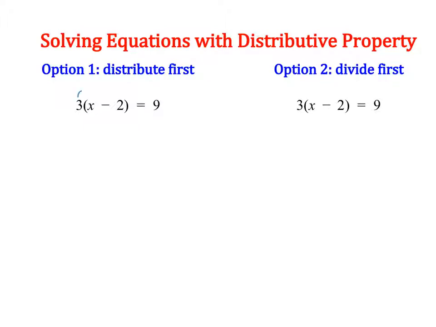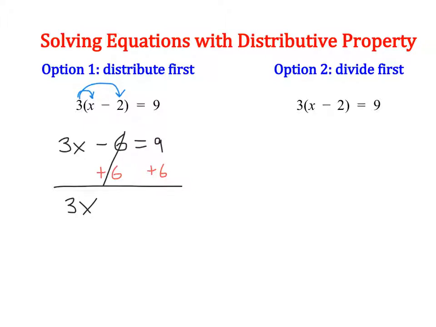So we're going to distribute 3 to x and -2. 3 times x is 3x. 3 times -2 is -6. Now we just have a two-step equation. So here's my variable. I'm always going to start with the number that's alone. The inverse of subtraction is addition. So I'm going to add 6 to both sides. And I'm left with 3x, this becomes 0, equals 15.